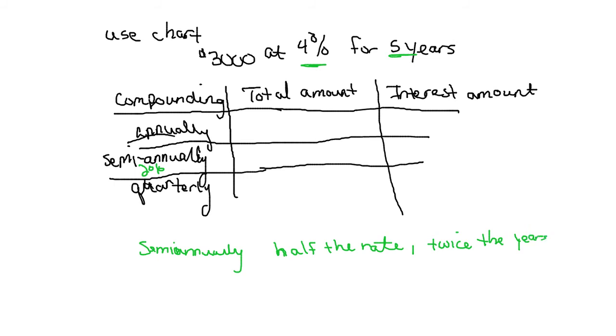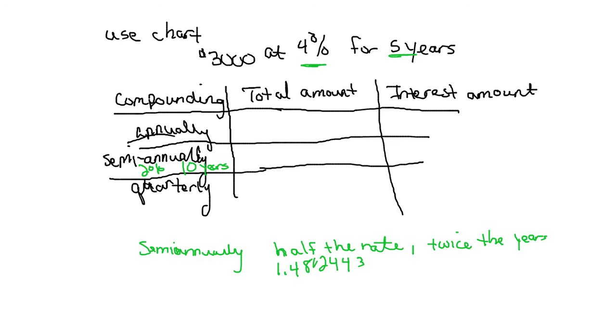So in order to fill out the semi-annually row, we'll need to do 2% and 10 years. So you'll look for the 2% column and then look at 10 years and look over to see what that number is. In that case, for semi-annually, the number would be 1.48024443. So that's the number you're going to be working with.